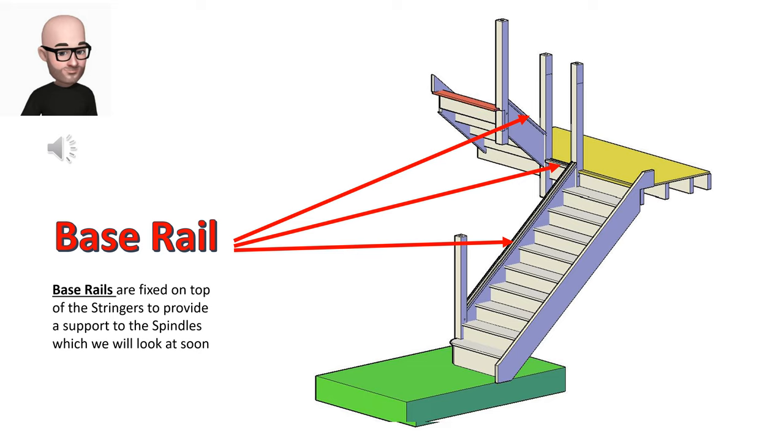Base rails are fixed on top of the stringers to provide a support to the spindles, which we will look at soon. These can give a decorative finish as well, but are also grooved so that they take the spindles and hold them firm.